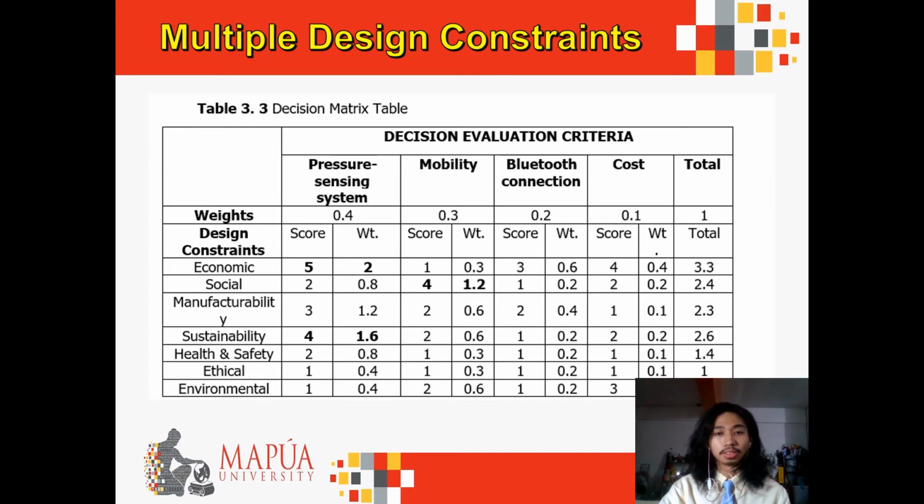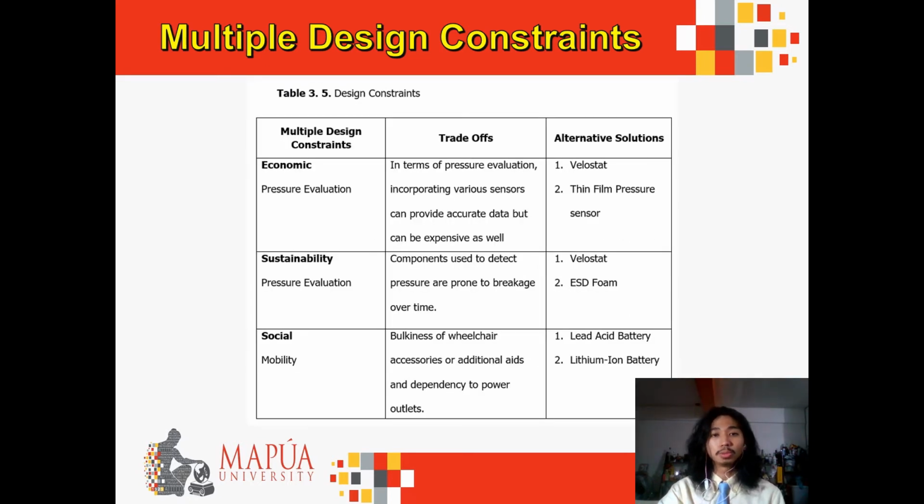Based on the calculations shown on the matrix table, the most critical constraints are economic, sustainability, and social, with the first two affecting the pressure sensing system the most, while the last affecting mobility the most. Given these most crucial constraints on these two elements of the design, trade-offs were addressed in each constraint. For each of these multiple design constraints, two alternative solutions were considered and analyzed.